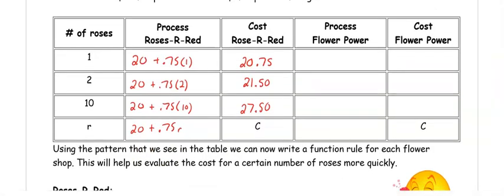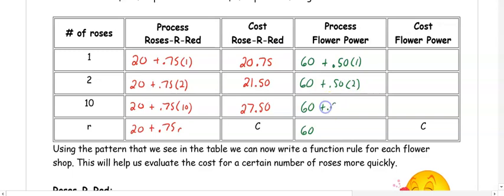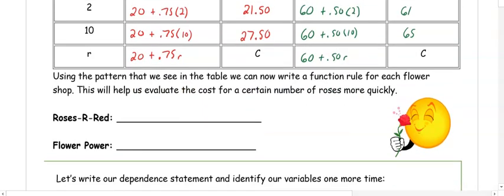Then we're going to do the same thing for Flower Power. So Flower Power, we have to pay $60 as our service fee, plus we pay 50 cents per rose. So when we figure out our costs, we have $60.50, $61, and $65. Using the pattern in the last row then, we can write our function rule. So for Roses Are Red, our cost is going to equal $20 plus 0.75 R. For Flower Power, our cost is going to equal $60 plus 0.50 R.